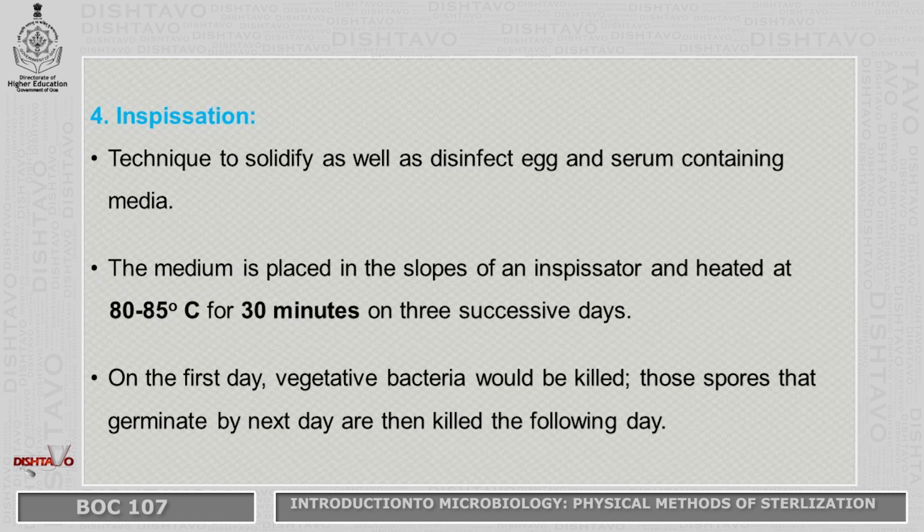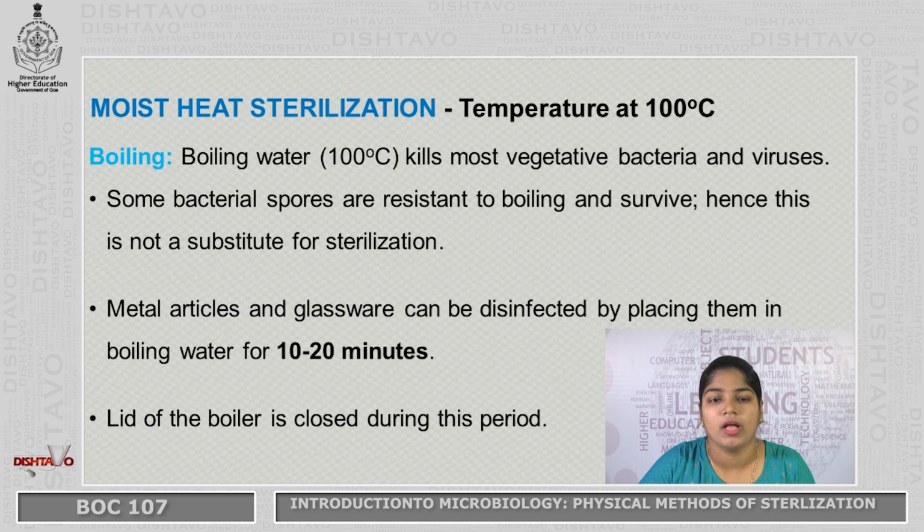Next is inspissation. This technique is used to disinfect egg and serum containing media. The medium is placed in the chamber of the inspissator and heated at 80 to 85 degrees Celsius for 30 minutes on 3 successive days. On the first day, the vegetative bacteria would be killed. Those spores that germinate by the next day are then killed the following day.